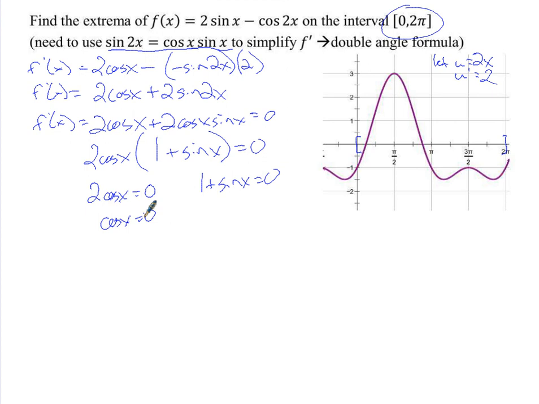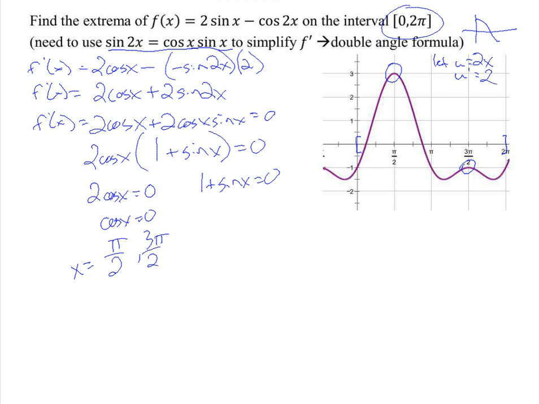Cosine is 0 when? Pretty sure cosine starts high. Pi over 2. So x equals pi over 2 gives me one of them. When else is cosine equal to 0? Is it 3 pi over 2? Look at the graph. Pi over 2, 3 pi over 2.